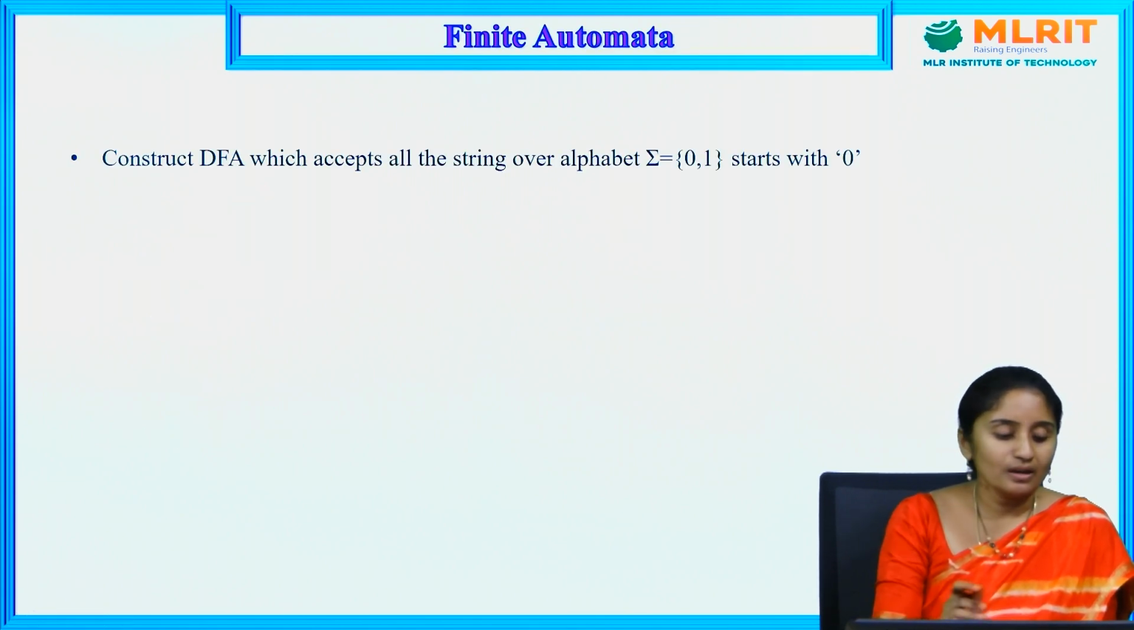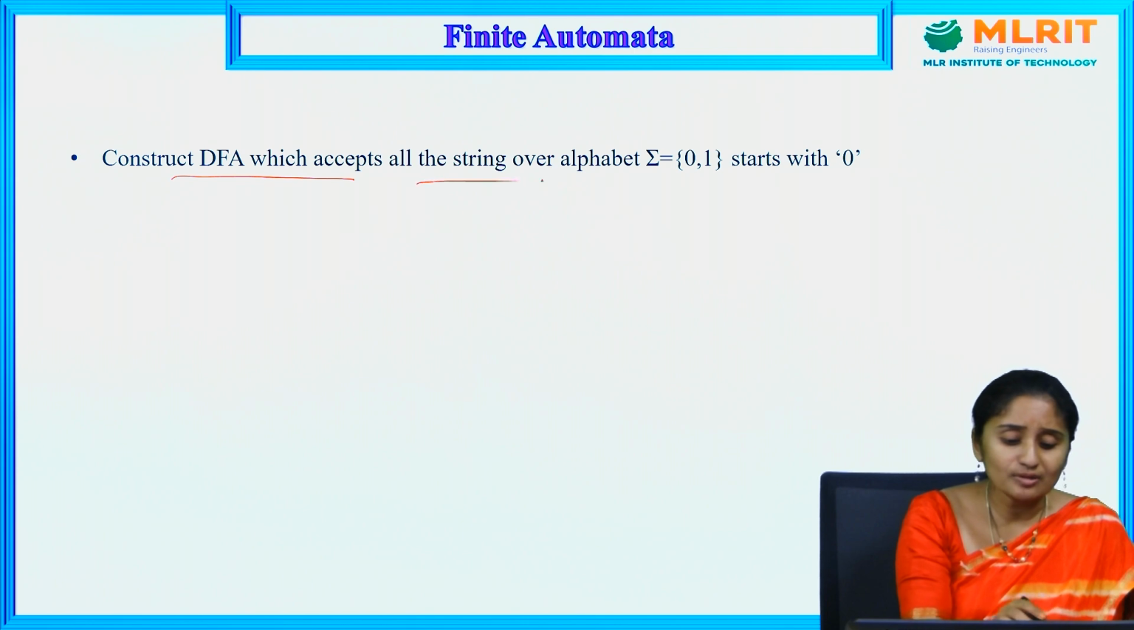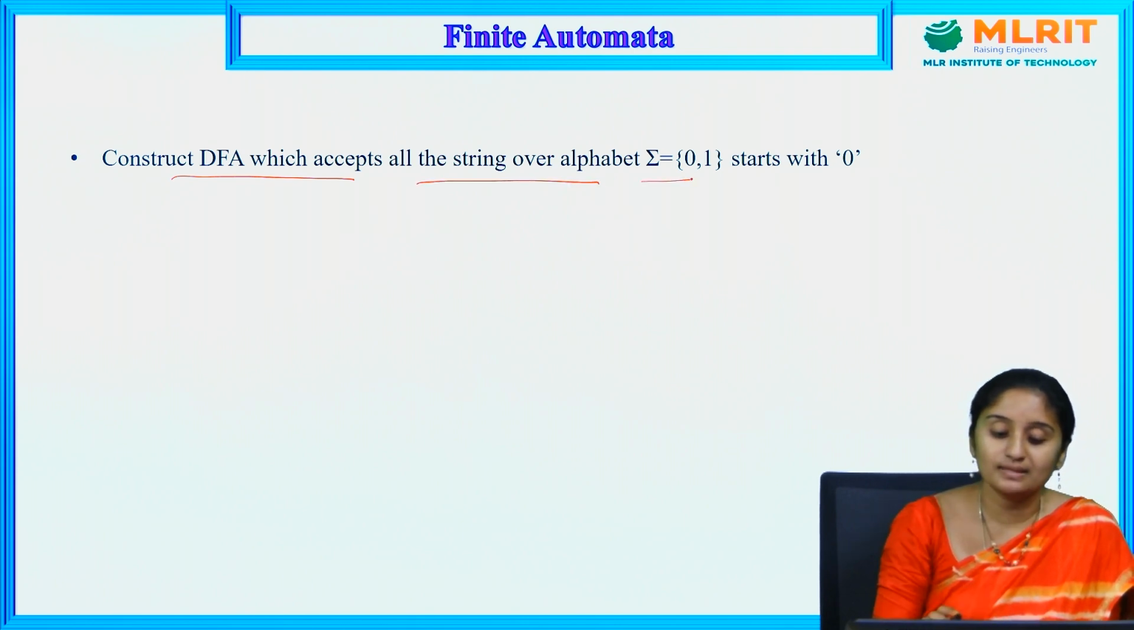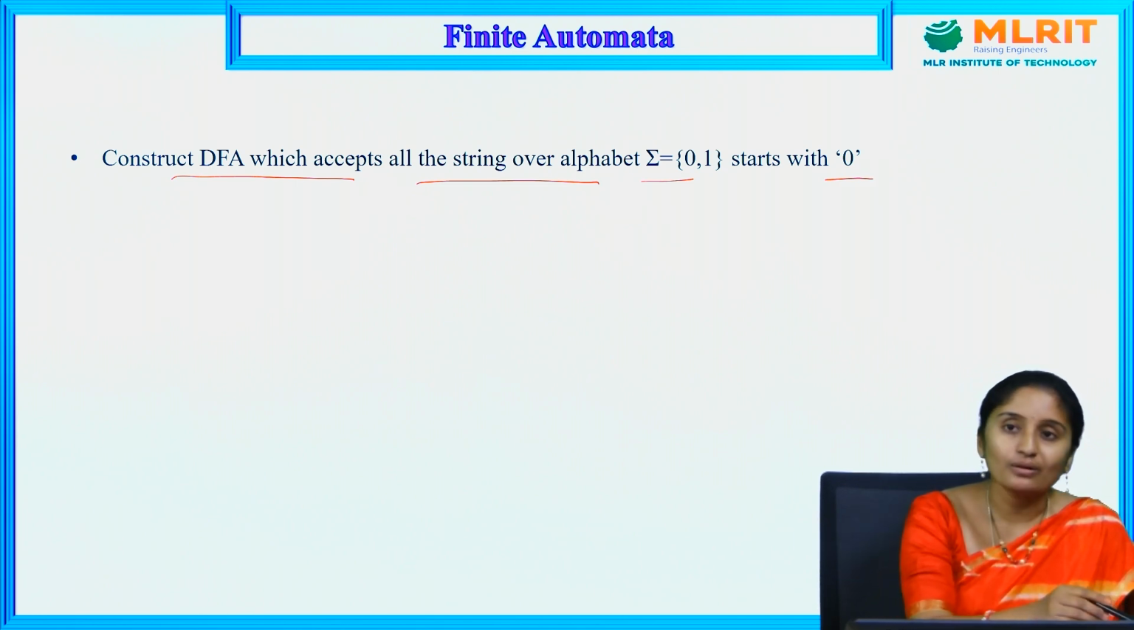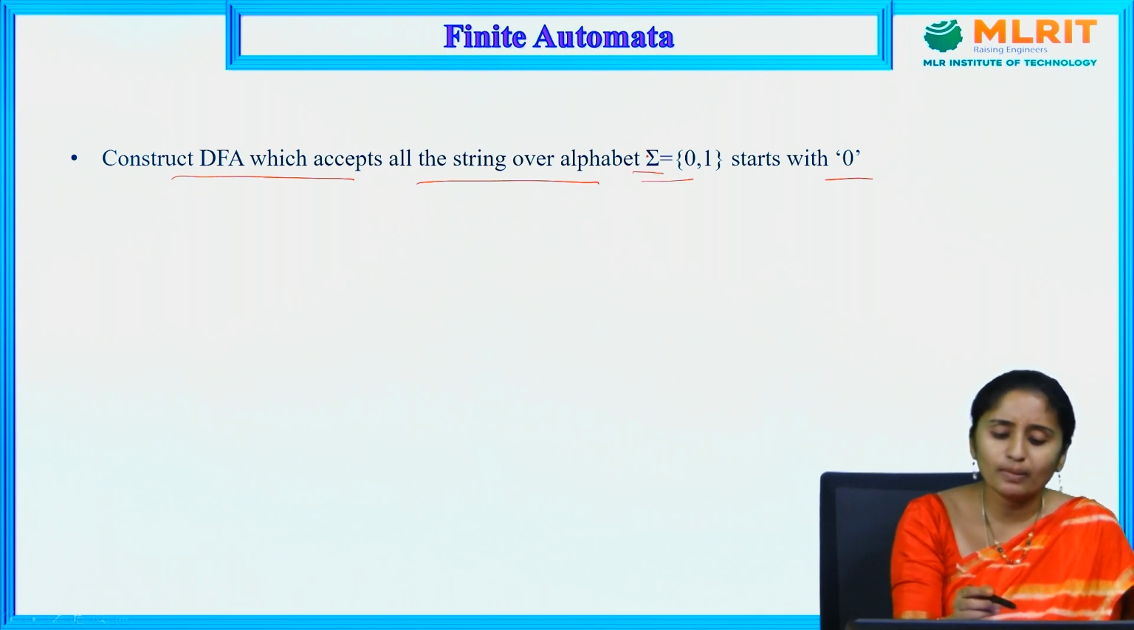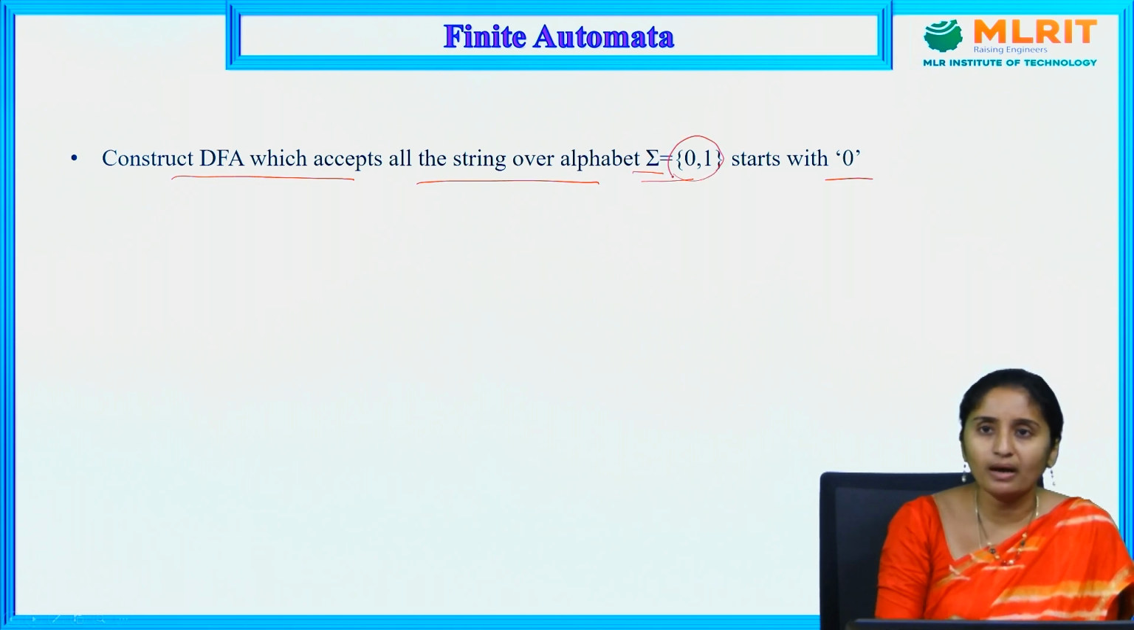The first one is: construct a DFA which accepts all the strings over alphabet sigma equal to {0, 1} that start with 0. Sigma is nothing but the alphabet. The input symbols I am having are 0 and 1. The state diagram should accept strings that start with 0.